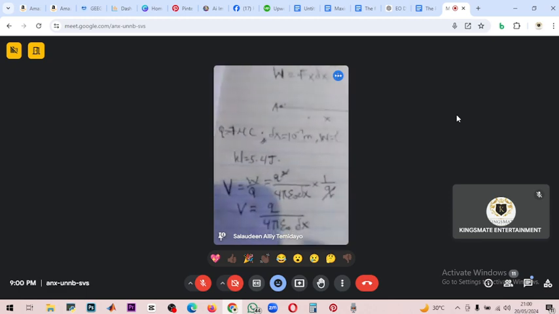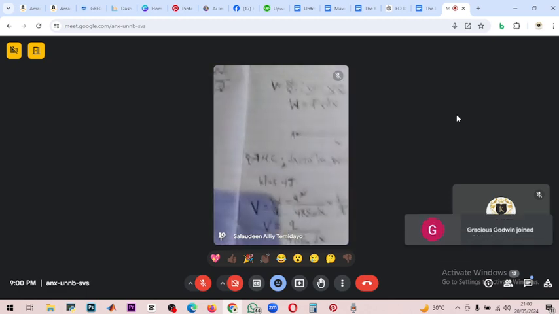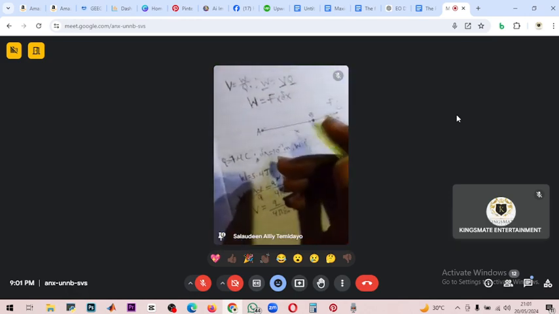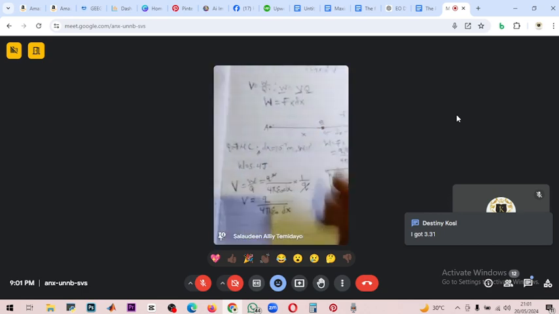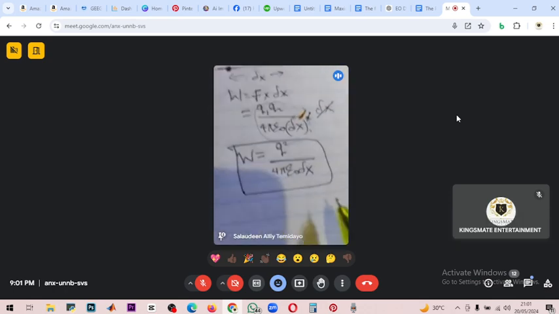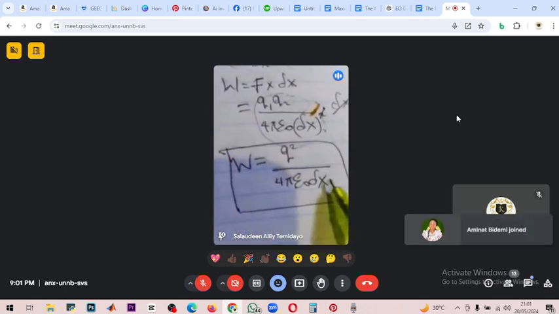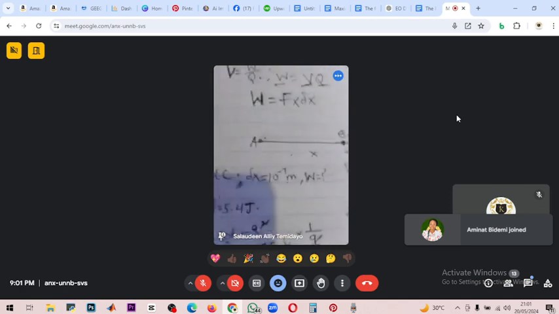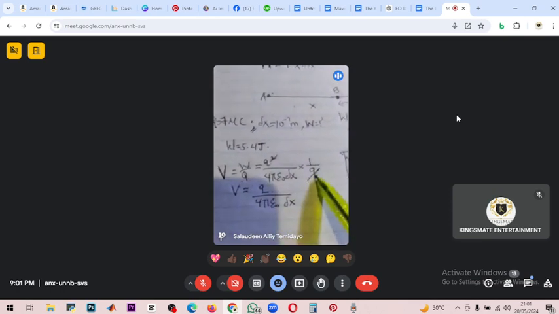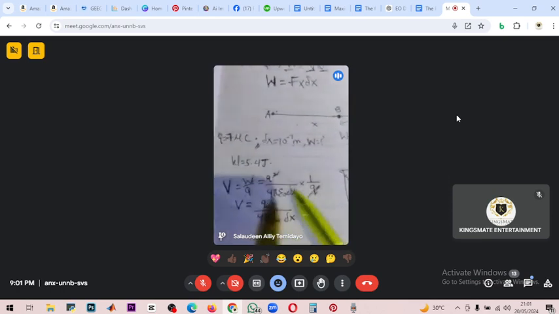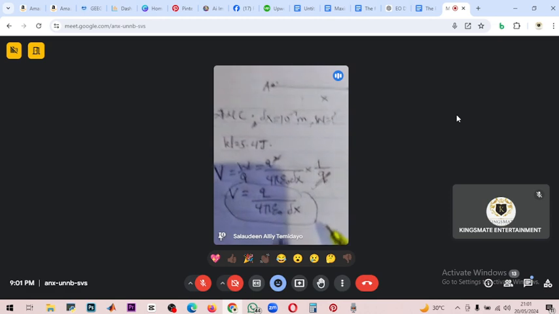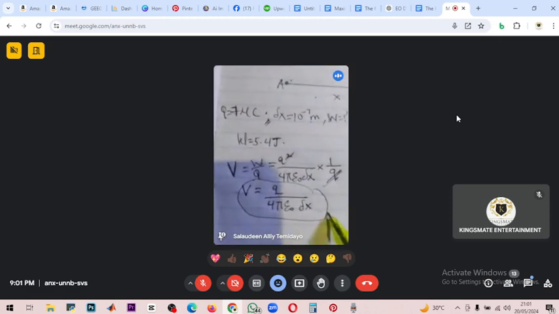This is what we did though. So V equals W over Q, and we got the formula for work done W as Q square over 4 pi epsilon naught dx. Q square over that times 1 over Q, that is we divided it by Q. So this Q is definitely going to cancel one of the Q's here. That is why we have this as our formula for electric potential.